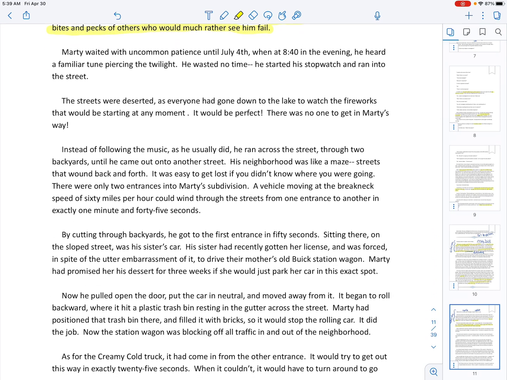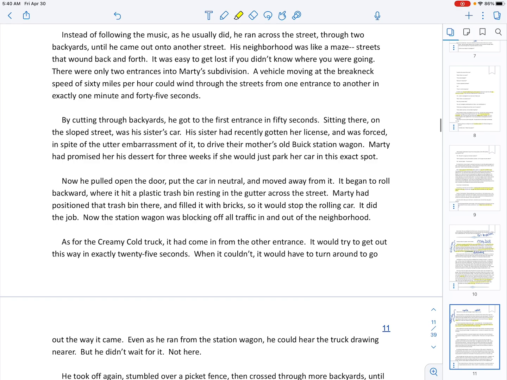Marty waited with uncommon patience until July 4th, when at 8:40 in the evening he heard a familiar tune piercing the twilight. He wasted no time. He started his stopwatch and ran into the street. The streets were deserted, as everyone had gone down to the lake to watch the fireworks that would be starting at any moment. It would be perfect. There was no one to get in Marty's way.